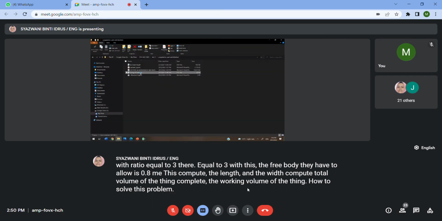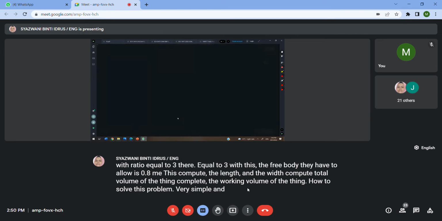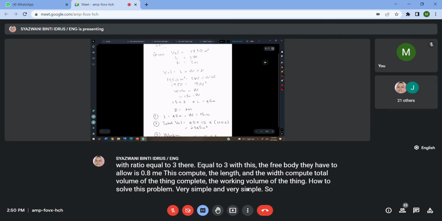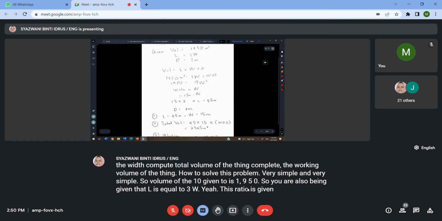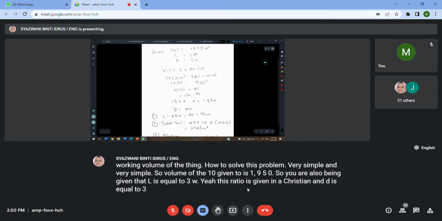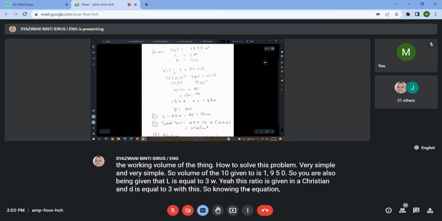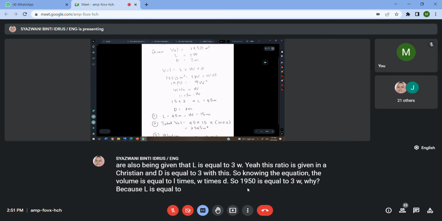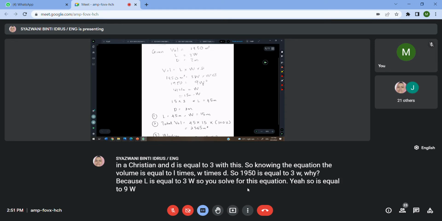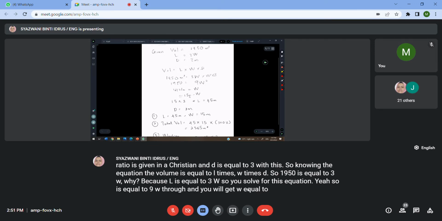Size of the tank, very simple. The volume of the tank given to you is 1950. You are also given that L is equal to 3W. This ratio is given in the question, and D is equal to 3 meters. Knowing the equation that volume is equal to L times W times D, 1950 is equal to 3W times W times 3. Why? Because L is equal to 3W. So you solve this equation, it's equal to 9W to the power of 2, and you will get W equal to 15 meters.